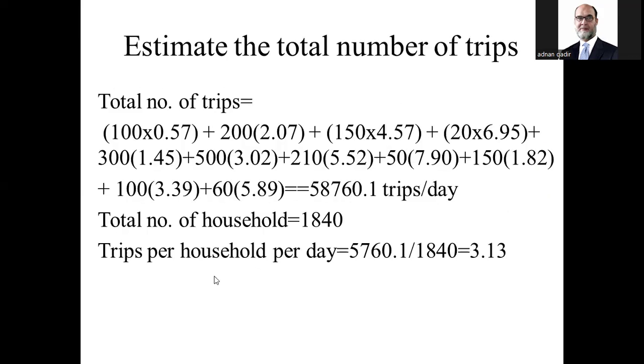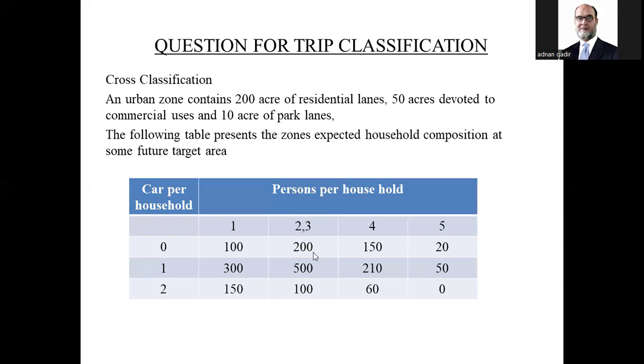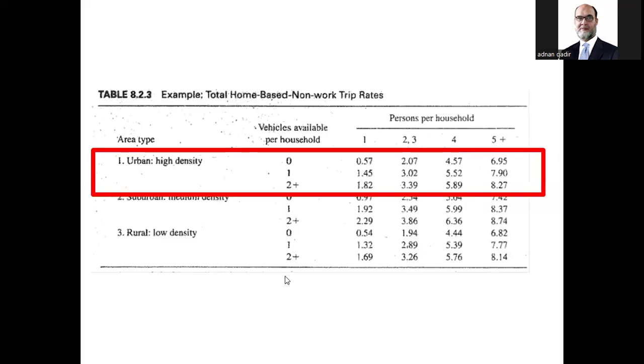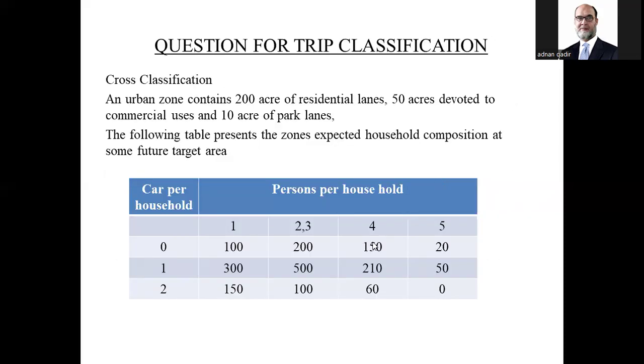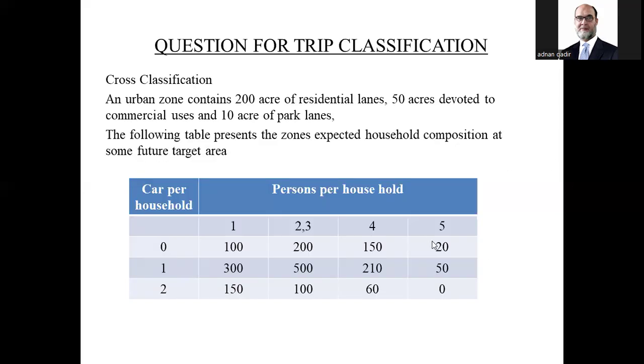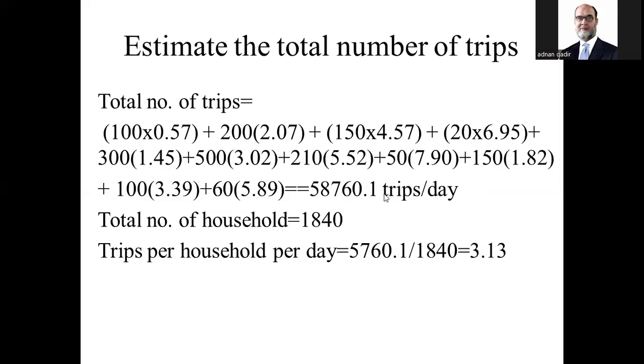Then for the second column, it's 200, 500, 100. I'm sorry about this, this is not 20. What we have done can be done in this manner as well: 100 into 0.47, 200 into 2.07, then 150 into 4.57, and then 20 into 6.95.